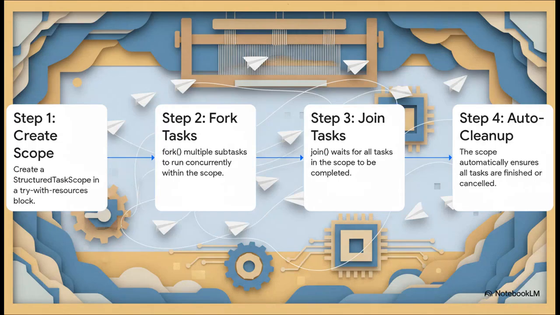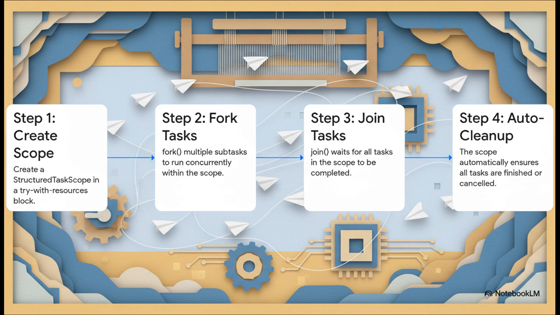So, what does this actually look like when you're writing code? You might be surprised. It's actually incredibly simple. You just create something called a structured task scope, and you'll usually do this in a try-with-resources block, so the cleanup is automatic. Then inside that scope, you just fork as many subtasks as you need. They all start running concurrently.